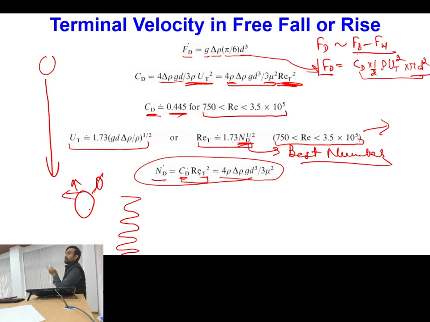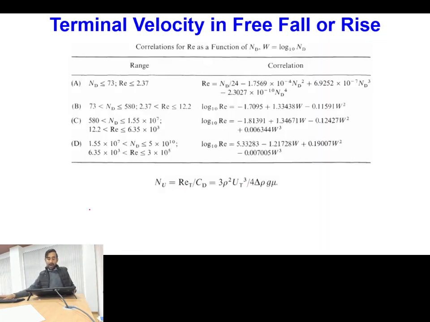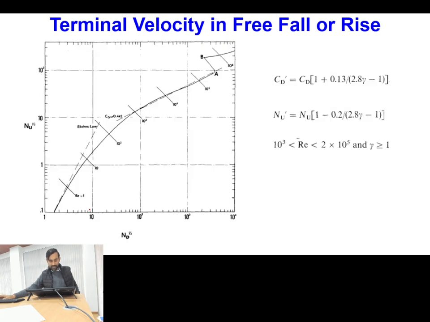Because of that, there will be an increase in the drag force and a decrease in its terminal velocity. So how can that decrease in terminal velocity be obtained? This particularly happens in the range of Reynolds number 10^3 to 2×10^5, and corresponding values of gamma. Gamma is nothing but the density of the particle divided by the density of the fluid. So, density of solid particle divided by density of fluid.